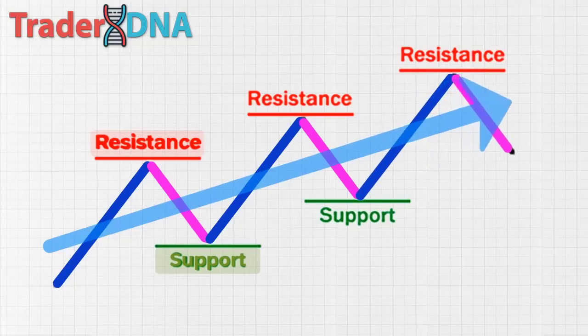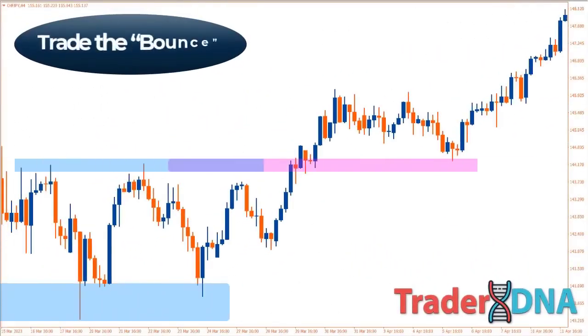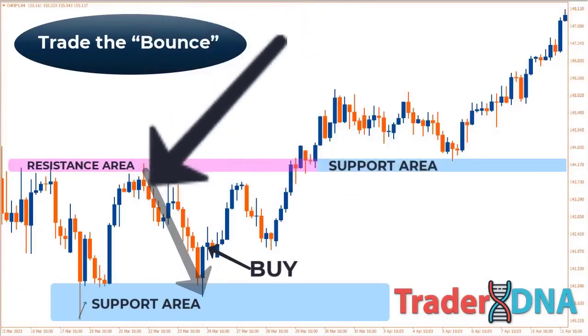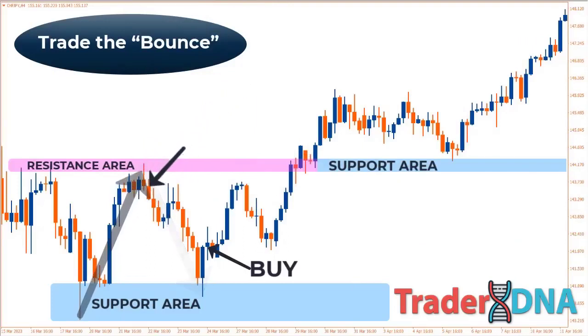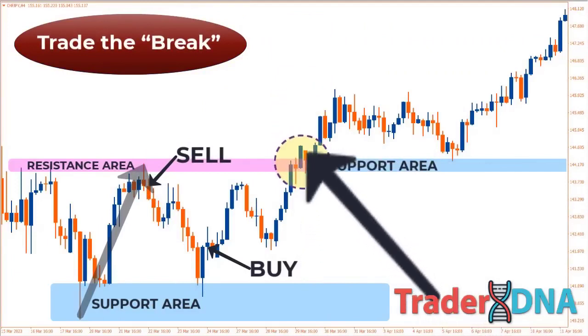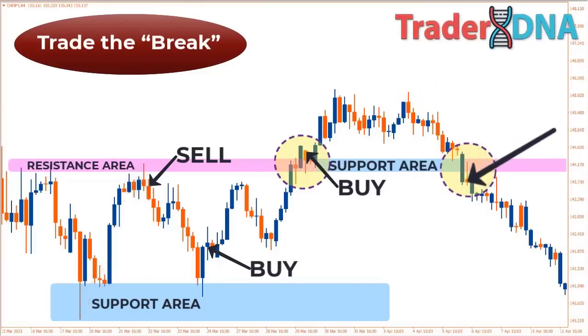In the most basic way, this is how support and resistance are normally traded. Trade the bounce. First, buy when the price falls towards support. Second, sell when the price rises towards resistance. Trade the break. First, buy when the price breaks up through resistance. Second, sell when the price breaks down through support.